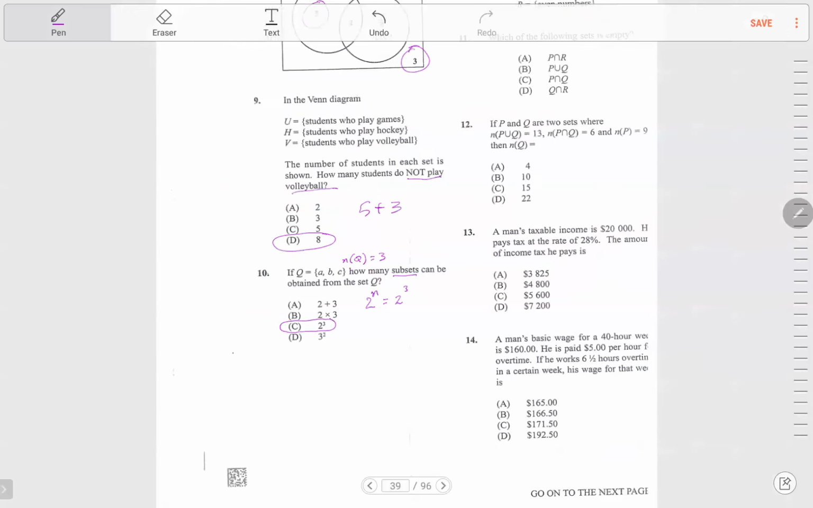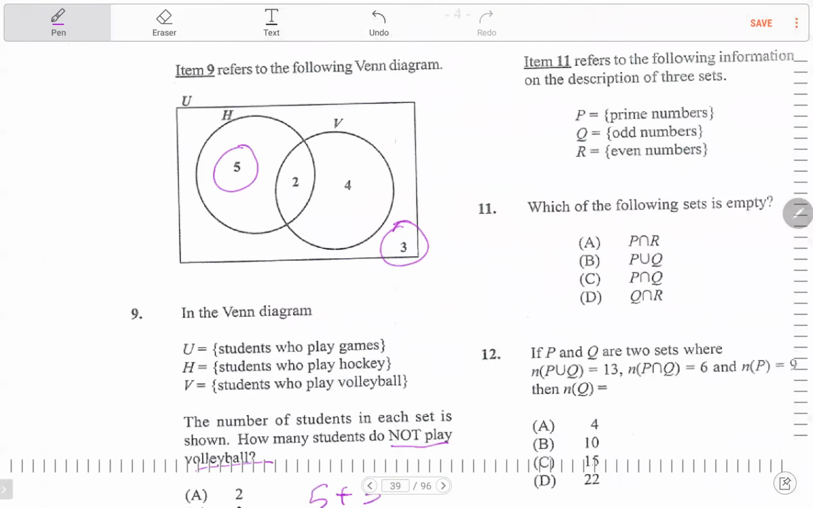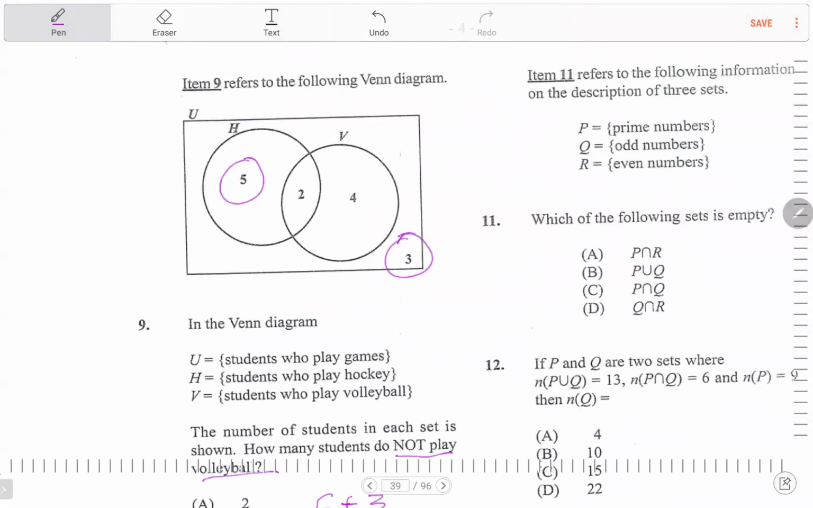All right, number 11. We did this question already too. It says which of the sets is empty, and we said it is Q and R. There's no number that is odd that is also even. So it's Q intersect R. So this time it is the last one, D. Right? Q intersect R has no elements in it. Right? It's an empty set.